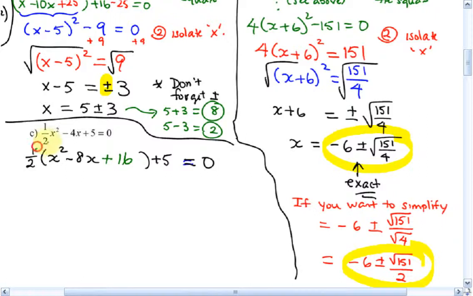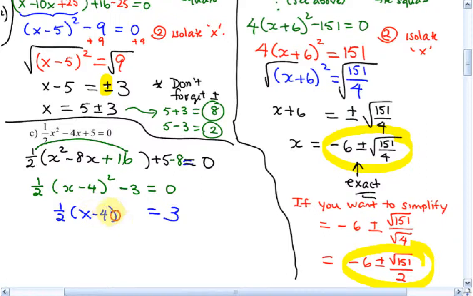You've got the 16, so to balance this out, what number should I put next to the 5? Negative 8. Awesome. So continuing on, x minus 4 all squared. 5 minus 8 is negative 3. That looks good. We've completed the square. Let's keep going. Plus 3 to both sides. Sweet. So we get 1/2 x minus 4 all squared.